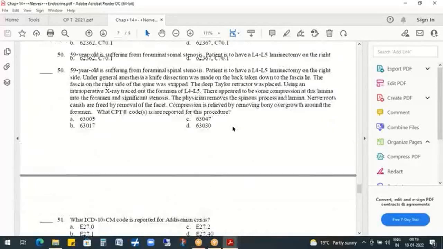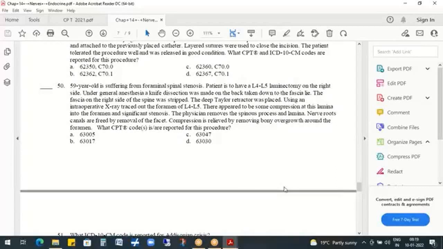See question number 50. Try to do everyone. As I said, surgery maximum is based on anatomy and terminology. I am just guiding you the path. Question number 50.